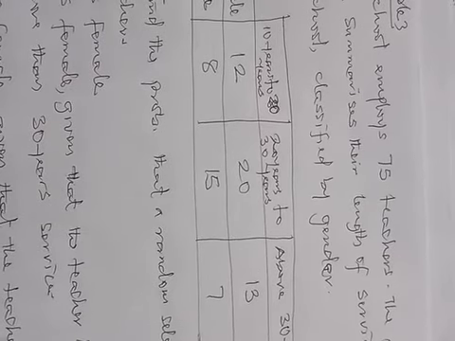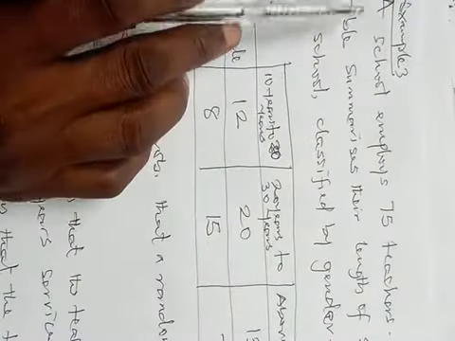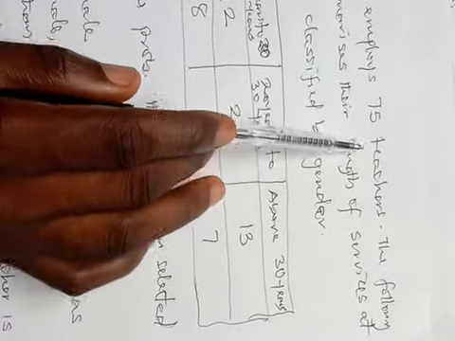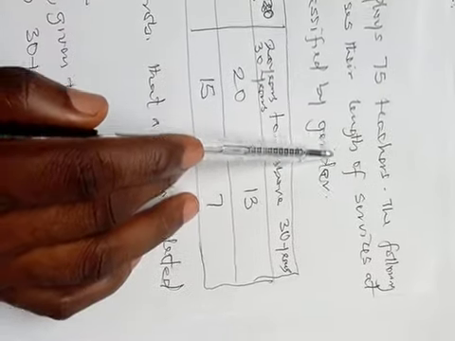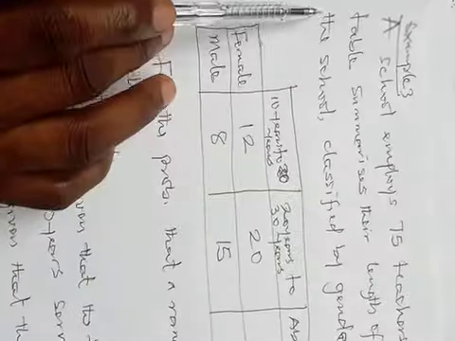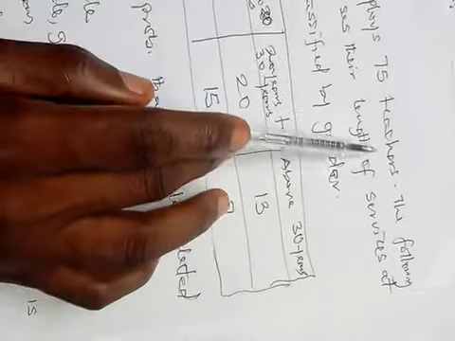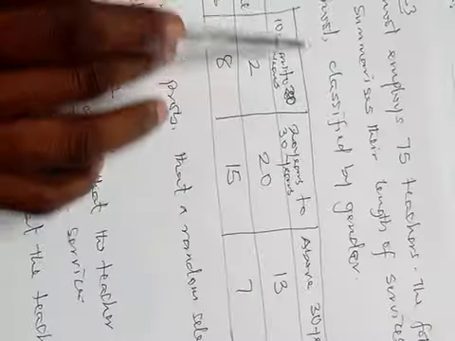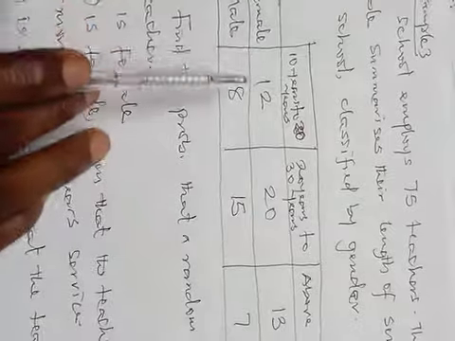Yeah, this is another example of the conditional probability. Here the question says a school employs 75 teachers. The following table summarizes their length of services at the school, classified by gender. Okay, we have the table here.